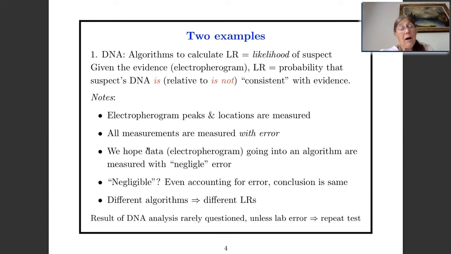We certainly hope data from the electropherogram that's going into an algorithm is measured with negligible error. But what do we mean by negligible? Well, maybe even accounting for error, the conclusion would be the same. I'll also mention, it's been my experience that the result of a DNA analysis does not seem to be questioned very often, unless there's a lab error, and then they're required to repeat it.